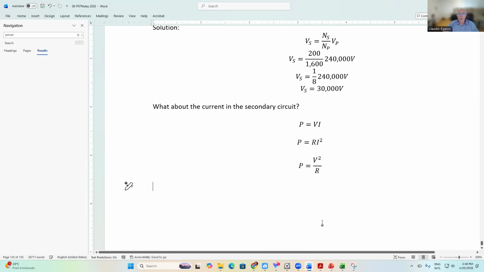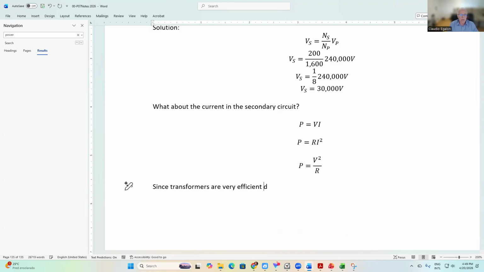Okay, so since transformers are very efficient devices, their efficiency is on the order of 95%. The power transmitted from one circuit to another is conserved.